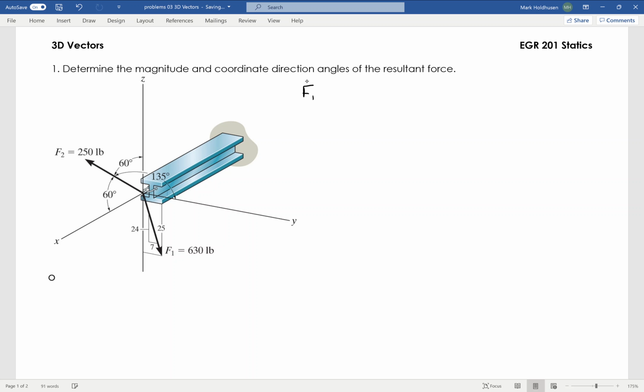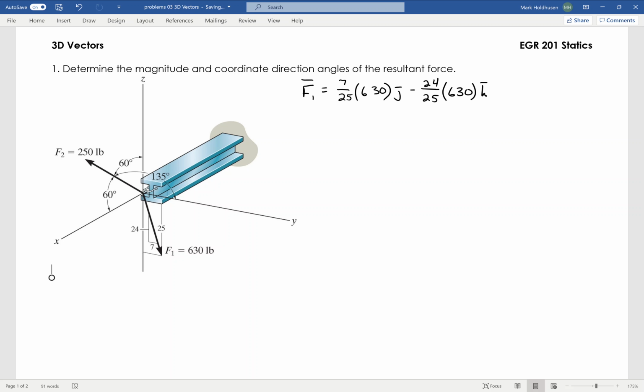So, of course, F1 only has two components. That's lying in the YZ plane, so the x component is 0. This is just a 2D similar triangle sort of problem. 7/25 in the y, so 7/25 times 630 in the y direction. And then in the z direction, it's down, so it's negative, and that's 24/25 in the z direction. And the z direction represents the k direction.